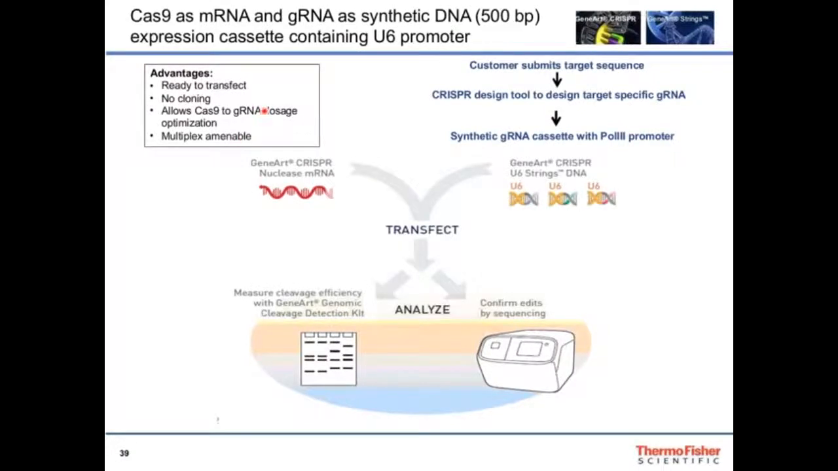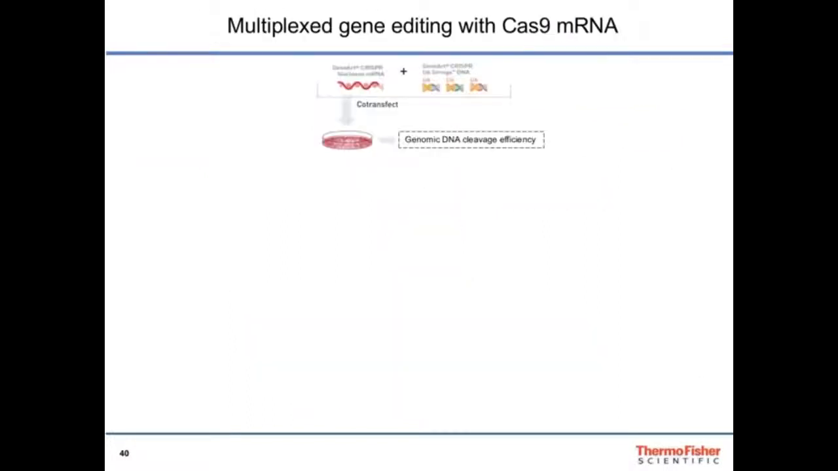So the workflow is as this. Basically, the customer will submit a target sequence or a list of sequences. We will then design guide RNAs, and we will then create them either as a U6 string or as a T7 string. That we then deliver the mRNA along with our U6, and then transfect and analyze as we've discussed.